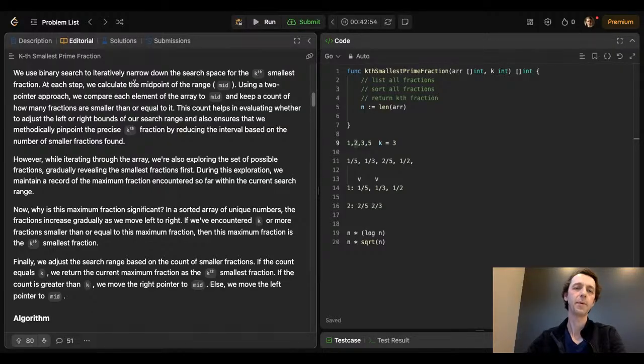At each step, we calculate the midpoint of the range using the two-pointer approach. We'll compare each element of the array to mid, and keep a count of how many fractions are smaller than or equal to it.